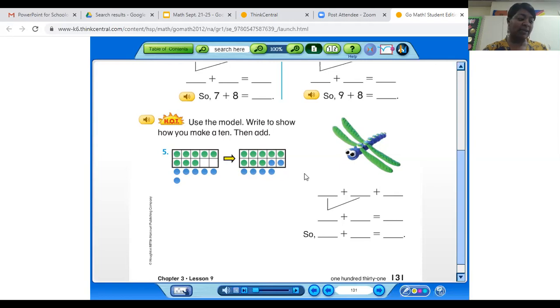Okay, so it looks like you have how many right here? How many green? Write that number right there. How many did you put in this space? And how many are remaining? So make sure you add those two together. And then add the number that's right here. Okay. So let me know how you got that sum or that answer.